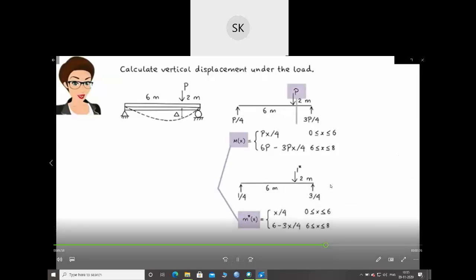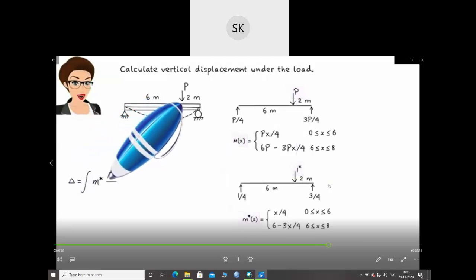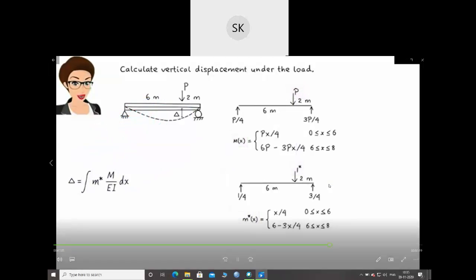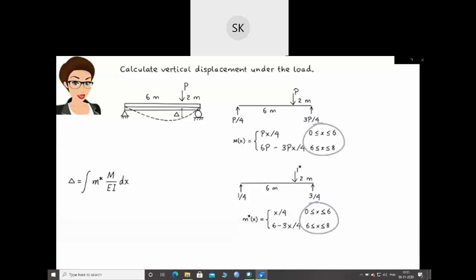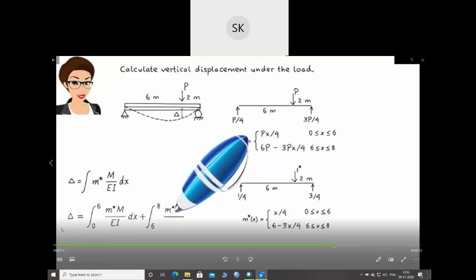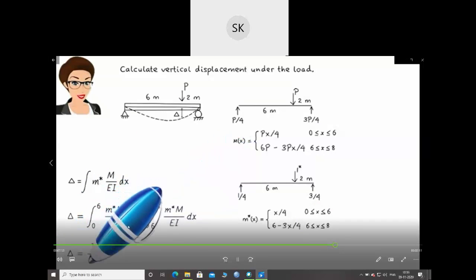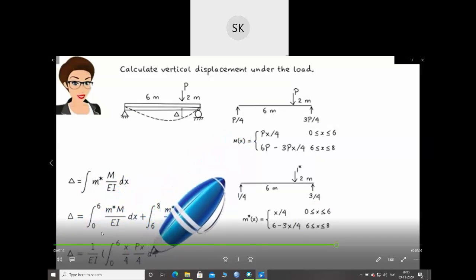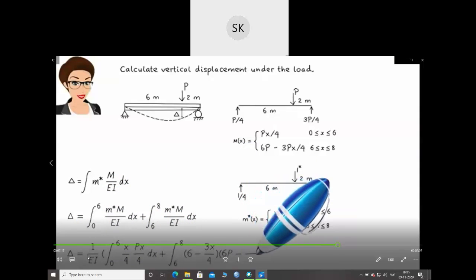P is replaced with 1. Therefore, the virtual work equation becomes, here, since the moment equation intervals match, we can write. So they have used this equation, m dash m by EI. 1 by EI is common, so they have taken it out. This gives us m dash delta equals these equations: x by 4, 6 minus 3x by 4, and they found out the deflection.